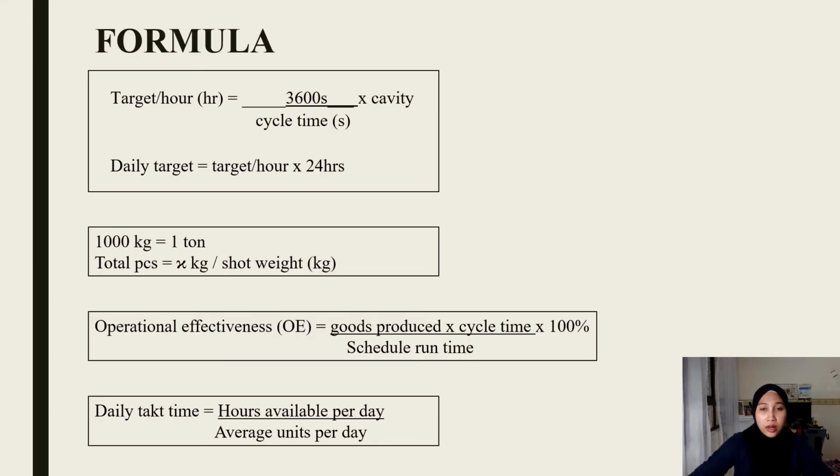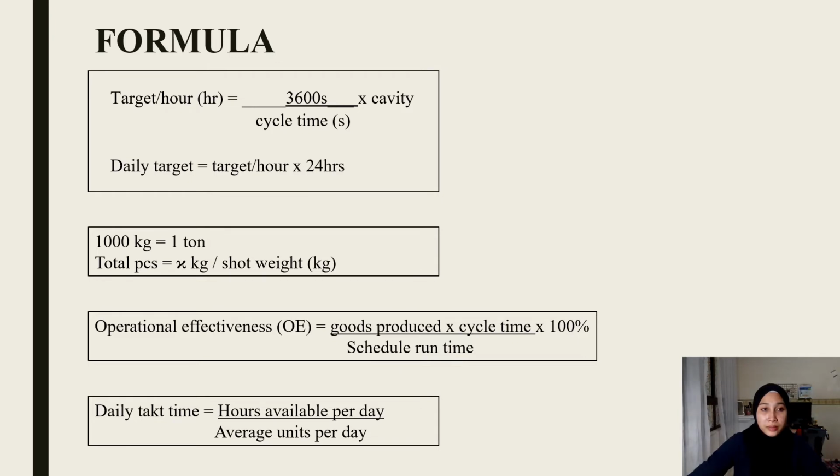As you can see, there are several formulas that are related to production. The first formula is target per hour, which is the amount of parts that can be produced every 1 hour based on cycle time. The second formula refers to the total pieces of part that can be obtained after part weight is divided by the shot weight. The third formula identifies the percentage of manufacturing time that is truly productive. An operational effectiveness score of 100% means you are manufacturing only good parts as fast as possible with no stop time, which is quite impossible. The daily takt time is the amount of time a production has per unit to produce finished goods to fulfill customer demand.